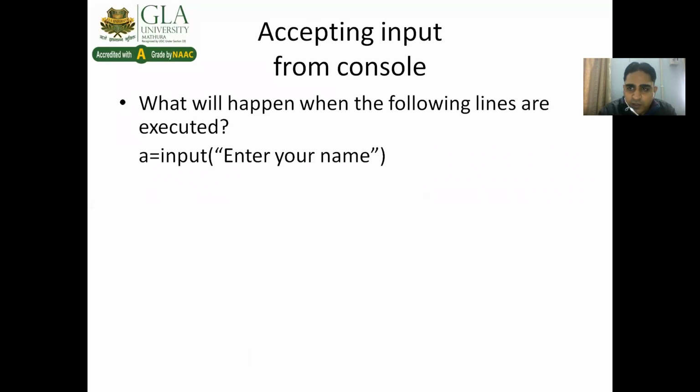What will happen if the following lines are getting executed? So a equal to input, enter your name. It will give you a message, enter your name, and it will take some input from the user, and whatever input you have provided will be stored in the variable a. Similarly, if I'm writing b equal to int input, enter your age, it will first give you a message, enter your age, and whatever input you are giving will be converted into integer if it can be converted. A string can be converted into integer if all the characters in the string are digits, right? So whatever age you have entered will be stored in the variable b in the form of integer.